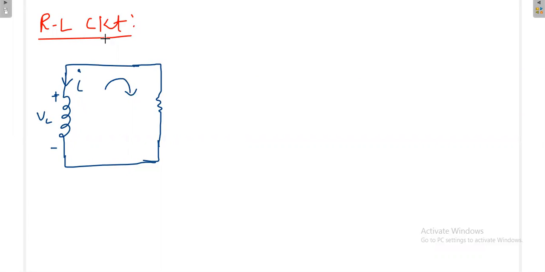Anyway, as per this convention, the current is going this way. Once the current goes this way, it will come here, then this is plus and this is minus. This is the resistance, because I am following this current convention. This is plus, this is minus, and this is VR.